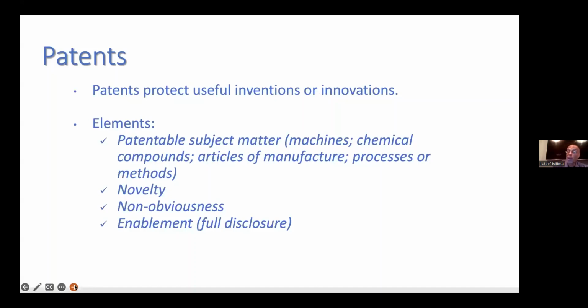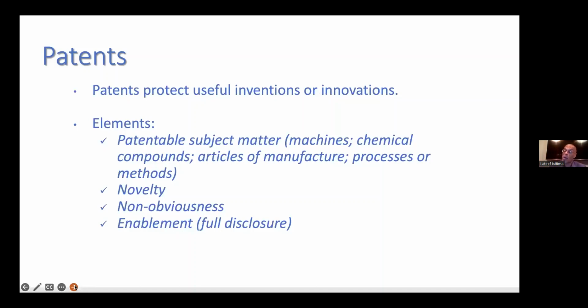or it could be a compound, a chemical compound, or different things you find and mash together, right? It can be an article of manufacture. That's something you produce out of a machine, like a shoe. A shoe is useful, right? It covers your feet. Or it can be some sort of process or method, like a chemical formula, like the formula for the COVID vaccine. So it just has to fit into one of those four categories.